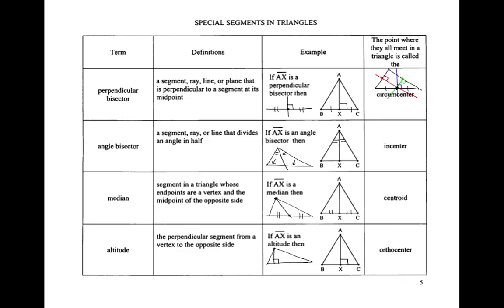That specific point is what we refer to as the circumcenter. And there's a couple theorems that I'm going to discuss with you that go along with that. Incenter would be the same point where all the angle bisectors meet. The centroid would be the point where all the medians meet.